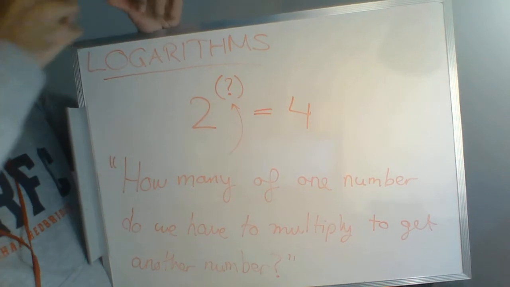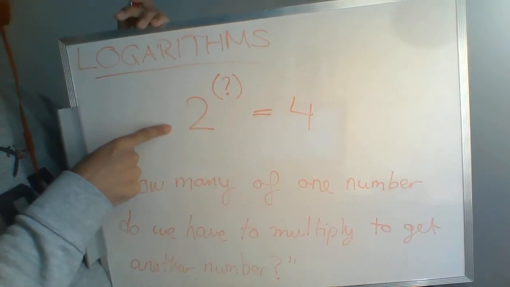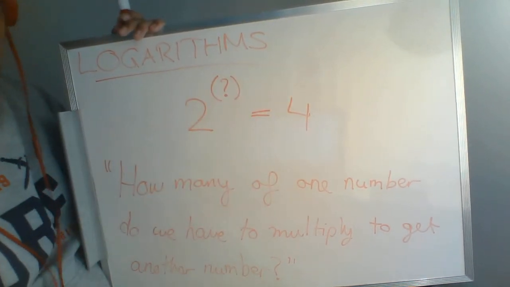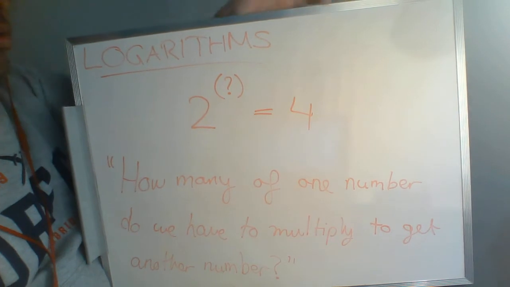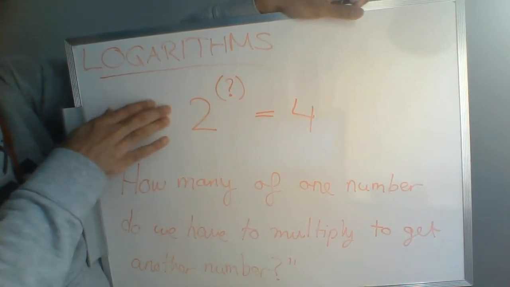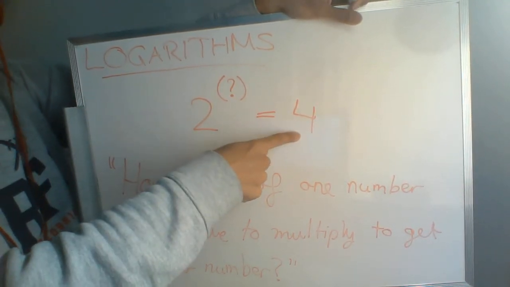Alright, so basically if you look at this example up here, we know that we're going to be multiplying a bunch of 2's together to get some target answer. Could be a 4, could be 64, could be 512, I don't care. Basically the question is how many times do I have to multiply 2 by itself to get that target answer?